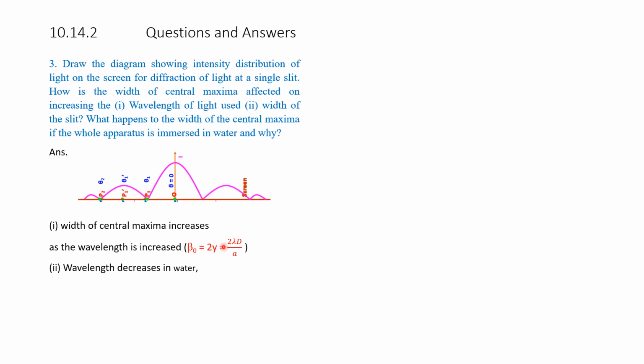In the second case, we put the entire apparatus in water. When we put it in water, the wavelength decreases. That means here lambda decreases, and correspondingly the width of the central maxima also decreases. Hence, the width of central maxima decreases. This is the answer.